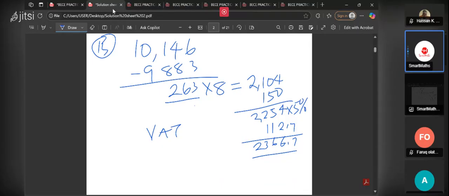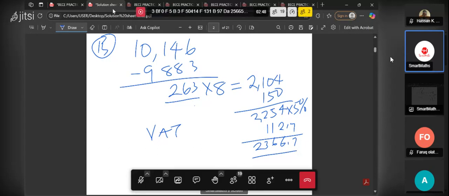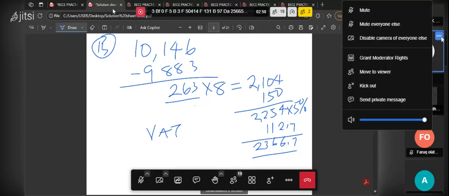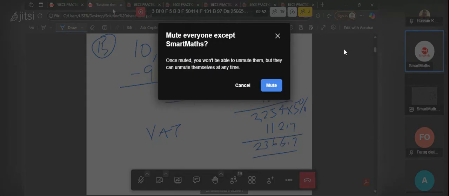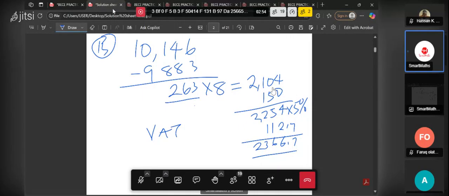Then we multiply by 5% of that. So that gives us 112.7. We add it to it. That's how we got 2,366. So I think we can go back to question 17.